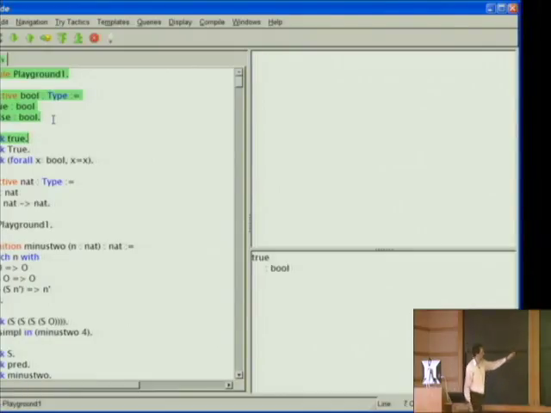So here's a command that says, tell me about true. True has type bool. There's another thing out there, true with a capital T, which has type proposition. Propositions are quite different from Booleans. So here's a proposition.